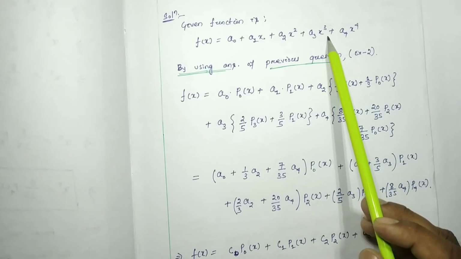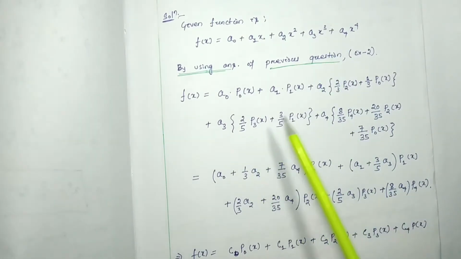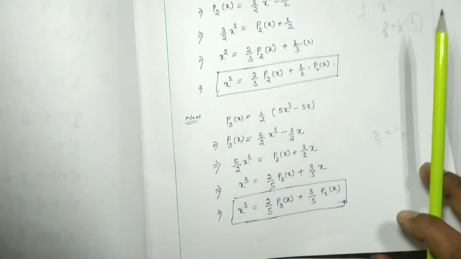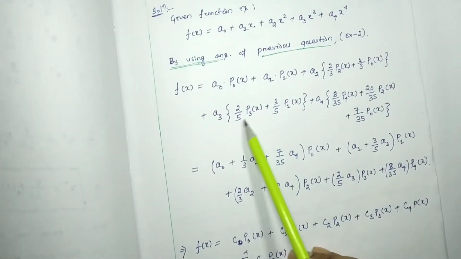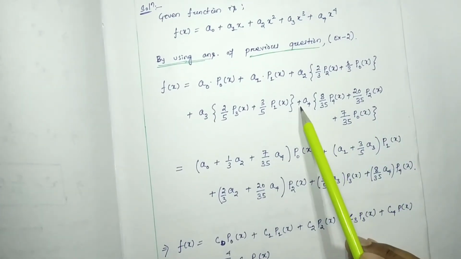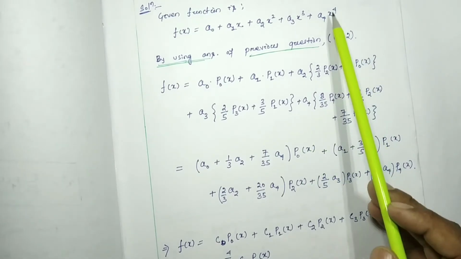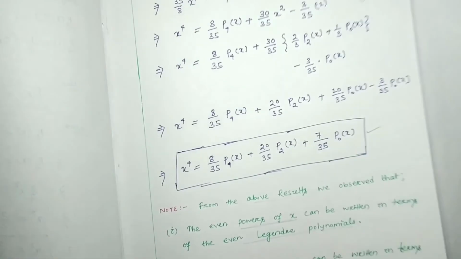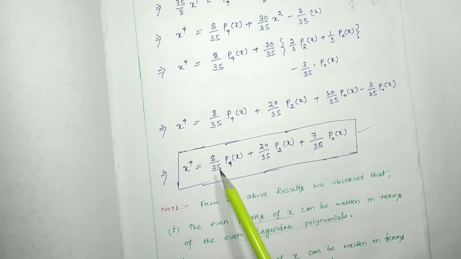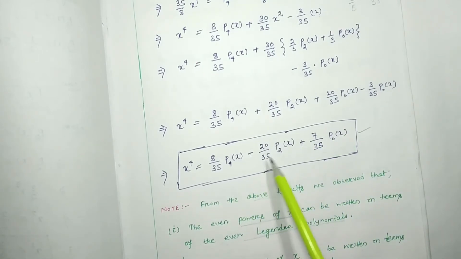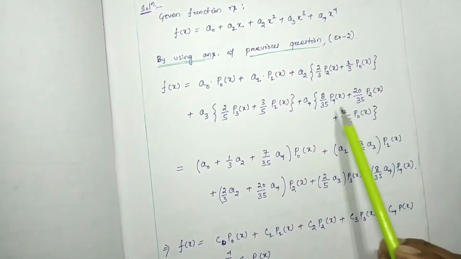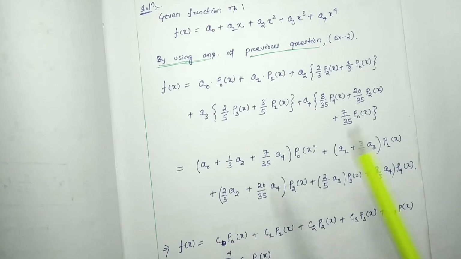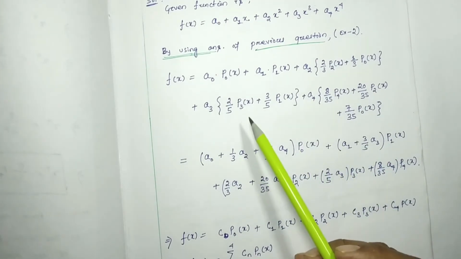Then x cube, a3: x cube we found as 2 by 5 p3x plus 3 by 5 p1x. Directly I have substituted over here. Then plus a4 into x to the power 4. X to the power 4 means this much: 8 by 35 p4x plus 2 by 35 p2x plus 7 by 35 p0x. You just substitute this over here, and then just simplify, nothing else.